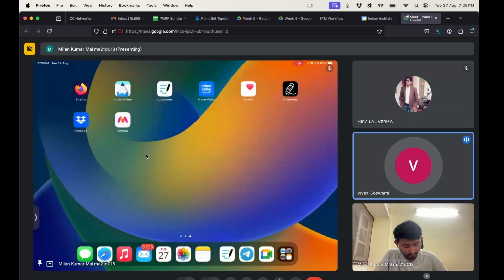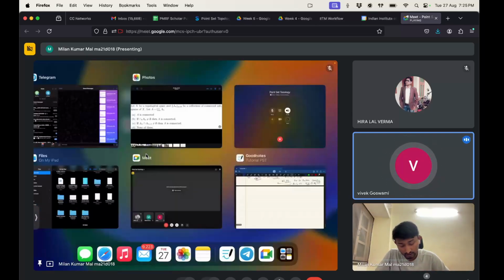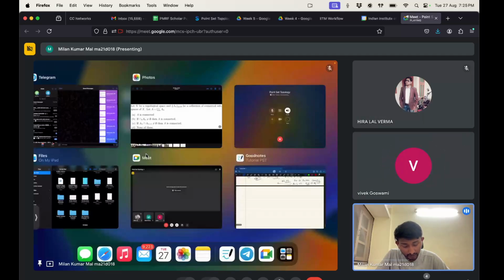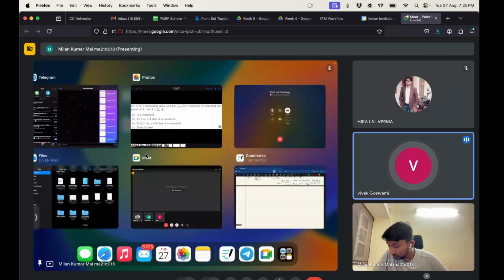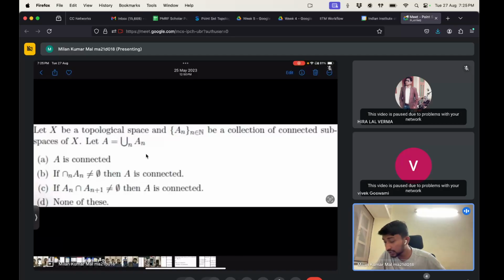Sir, the third option should be like An intersection An plus 1 is equal to empty for all n. Sir, in the C option, C option is correct, right? Shouldn't the option be that An intersection An plus 1 does not equal empty for all n? Yeah, that is the condition. That is the condition given.